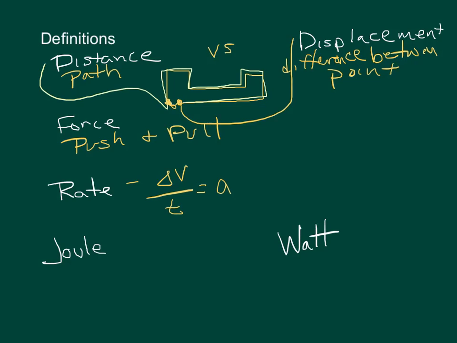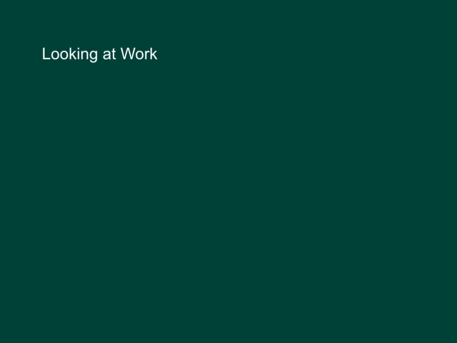Last two terms I want you to know about are joules and watts. Joules are how we measure energy, and the symbol that we use is a capital J. A watt is the rate at which energy is being produced. And so this is the unit we use for power, and the symbol that we use is the W. Understanding these terms, let's go ahead and take a closer look.